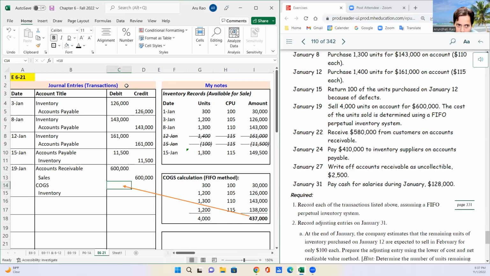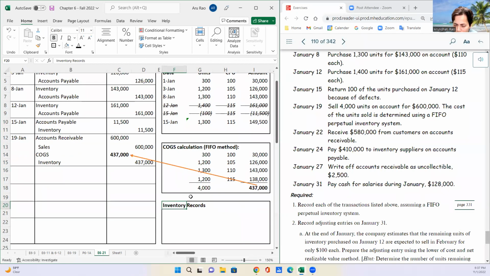My cost of goods sold is 437. That's where this number is coming from, the 437. Okay. Inventory credit for that same 437. We're using first in, first out, which is why it was important to stack up these layers so we know which ones we're selling first. Now, I don't need this information right now, but I'm going to go ahead and do it anyways to make it easier for the next step.